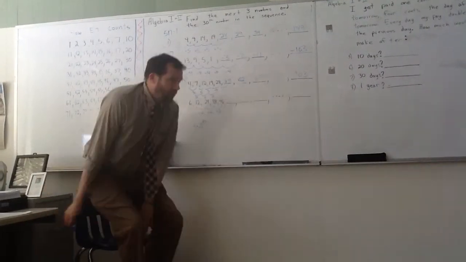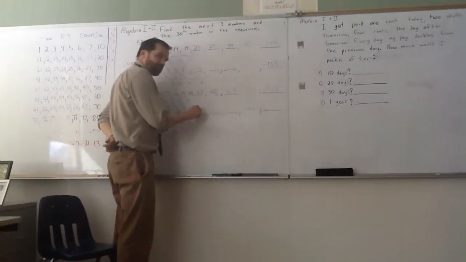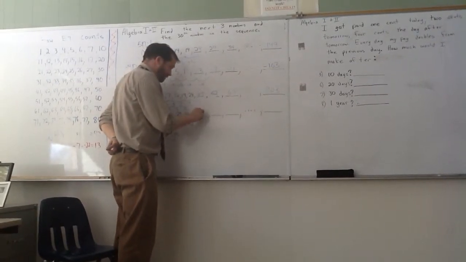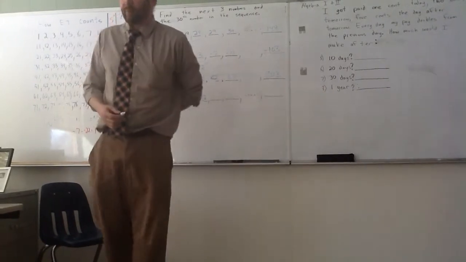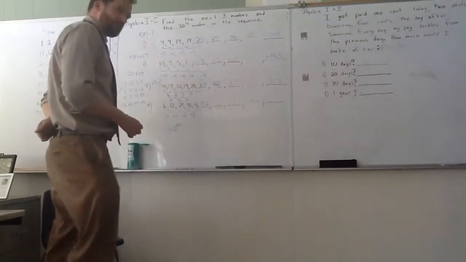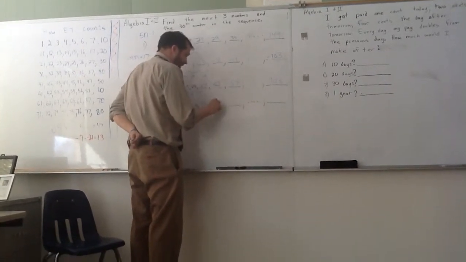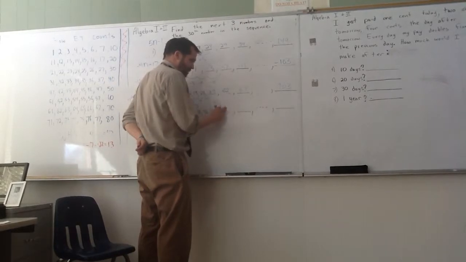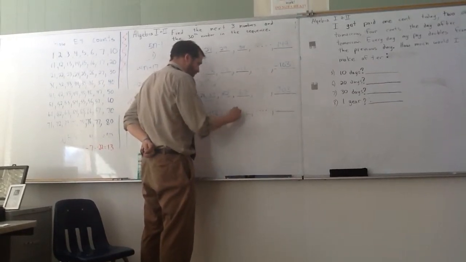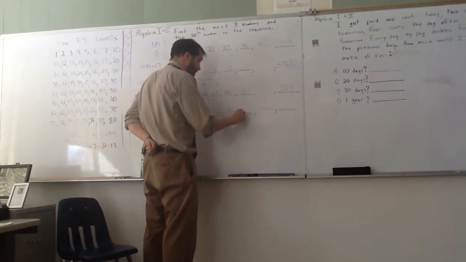The next one is what? What's this times 2? 192? Correct? So on and so forth. What's the next one times 2? 396. 384 times 2. 768.